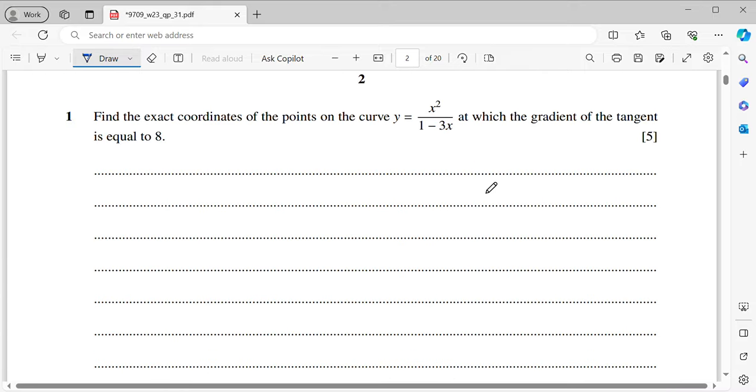Question number 1: find the exact coordinates of the points on the curve at which the gradient of the tangent is equal to 8. For your information, gradient of tangent is referring to dy over dx. Okay, therefore, I will rewrite the question first, and then now we need to differentiate.